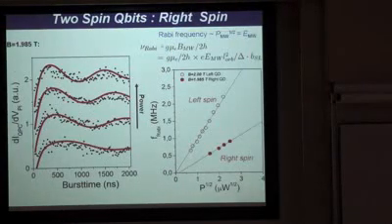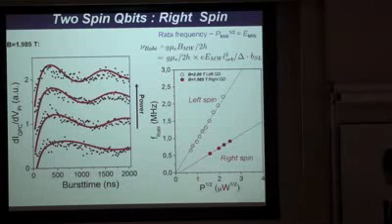And this is the case for the right spin, where the Rabi frequency is also proportional to the square root of the microwave power. So here is the plot of the two spins, left spin and right spin, on the same figure.